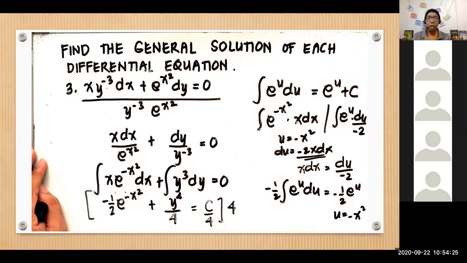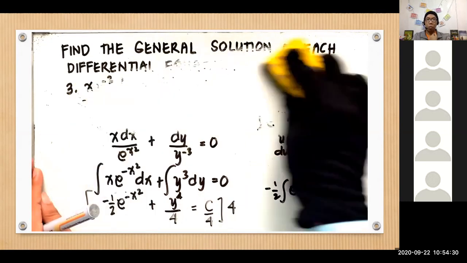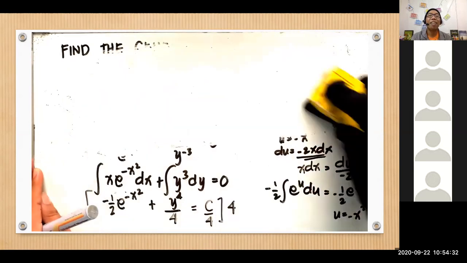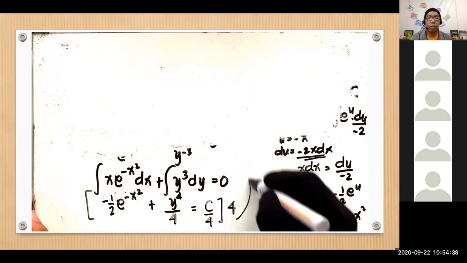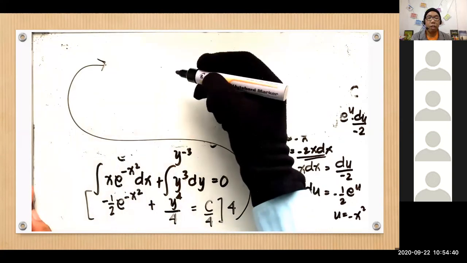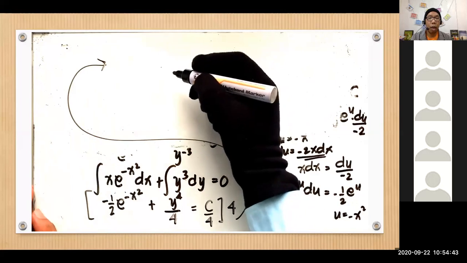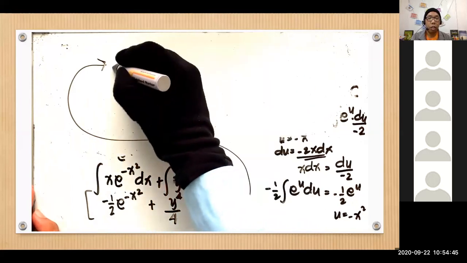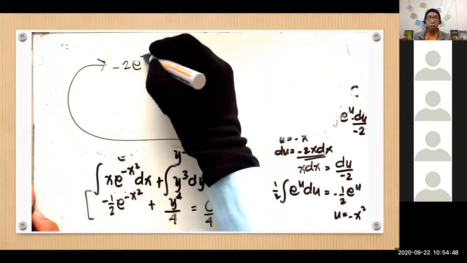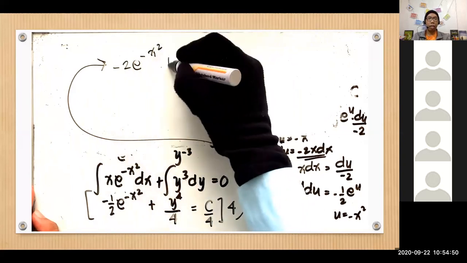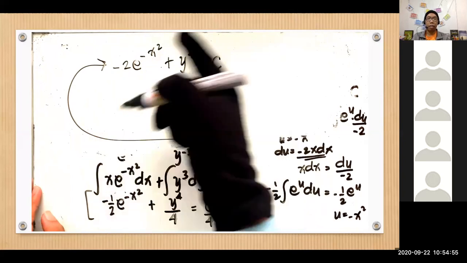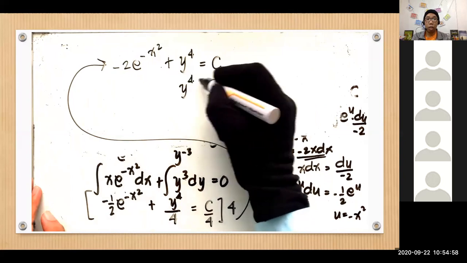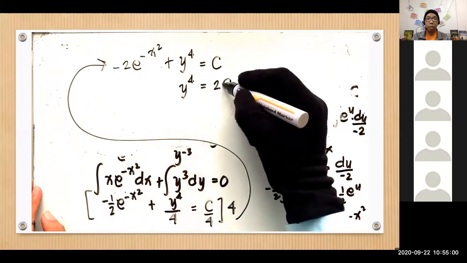Okay, so by multiplying both sides by positive 4, we now have, okay, so burahin ko muna yung sa taas. Erase, erase, erase so I can write. I have a space to write on the result here. So we have 4 divided by minus 2. So you have minus 2 e raised to negative x squared. Sa second term, so magiging y raised to 4 na lang siya. And then sa last term is c. C pa rin siya. So yun yung magiging sagot mo actually. Transpose lang natin yung unang term sa kabilang side para maging positive siya.